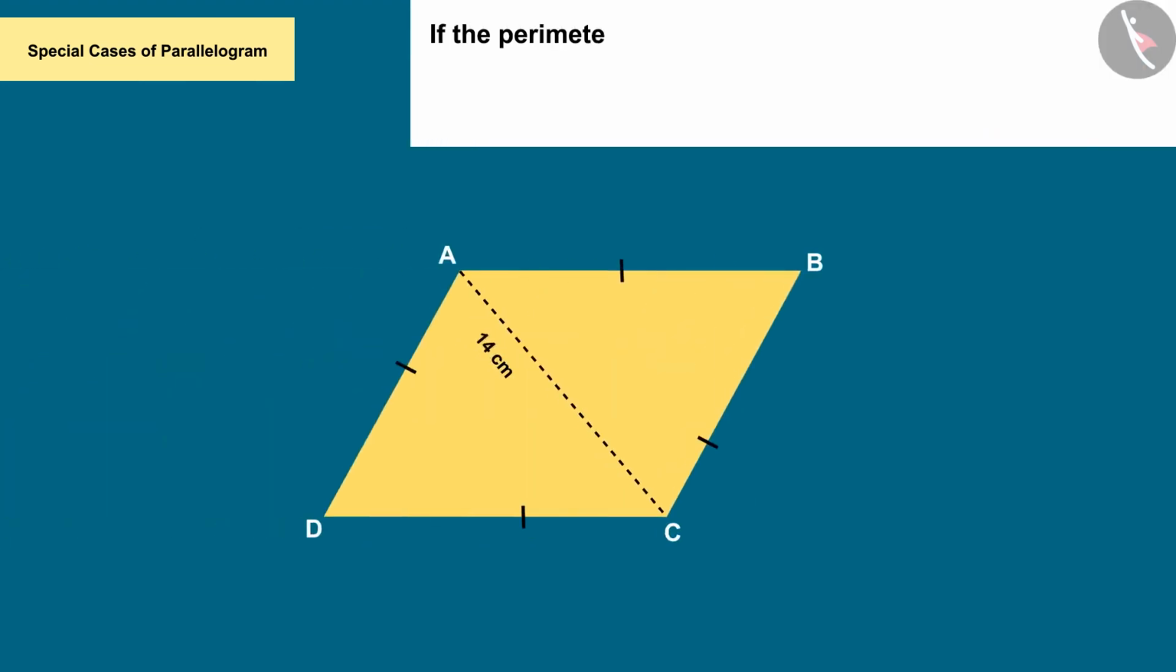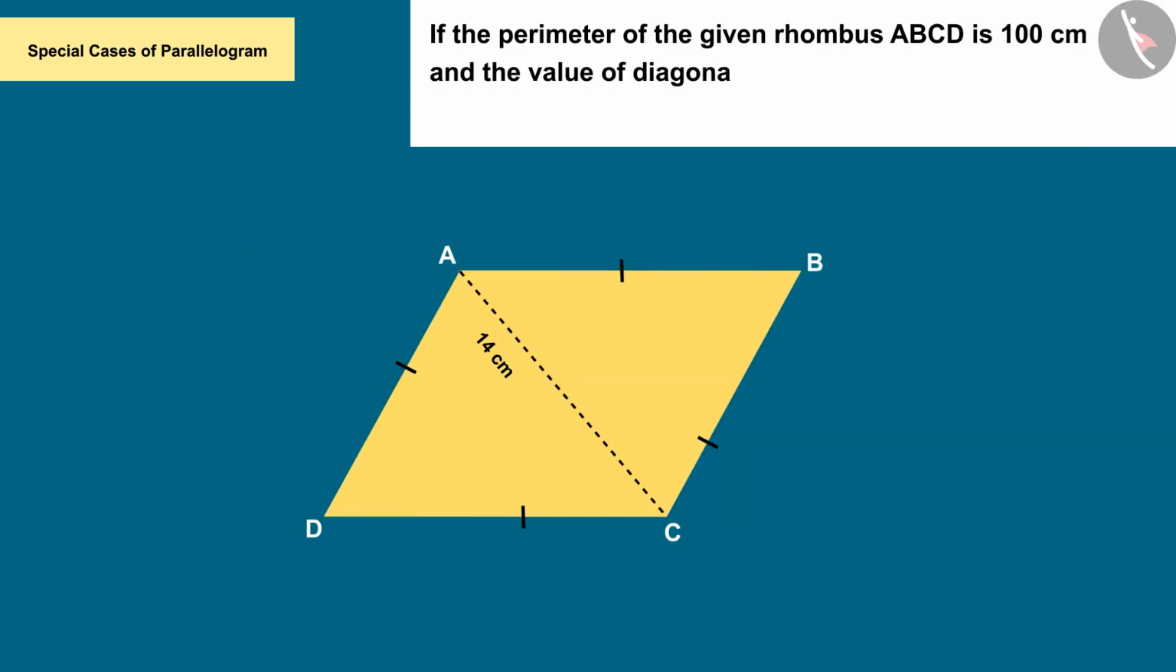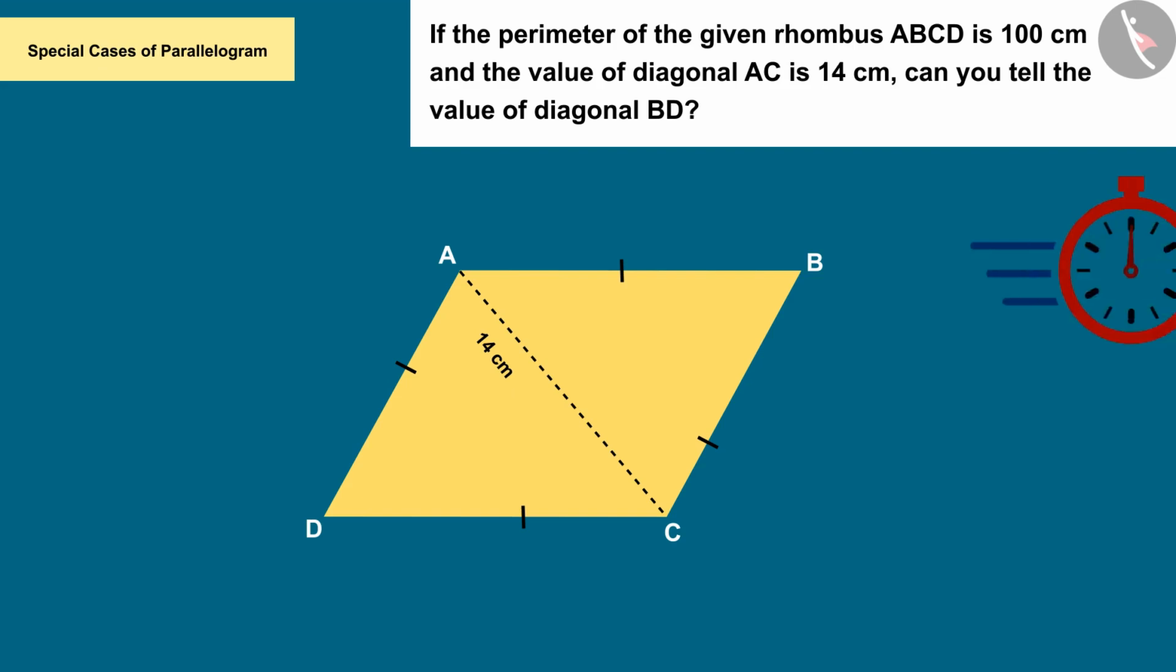If the perimeter of the given rhombus ABCD is 100 cm and the value of diagonal AC is 14 cm, can you tell the value of diagonal BD? Pause the video and try it yourself.